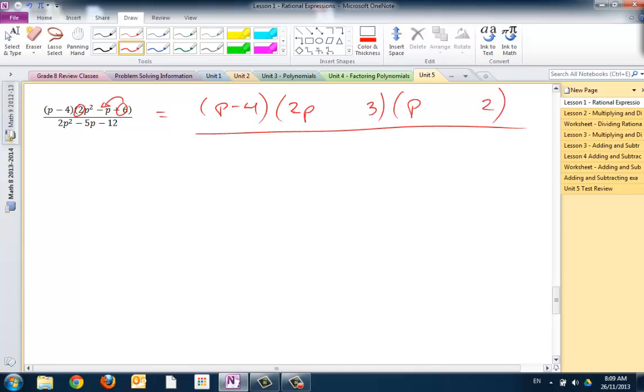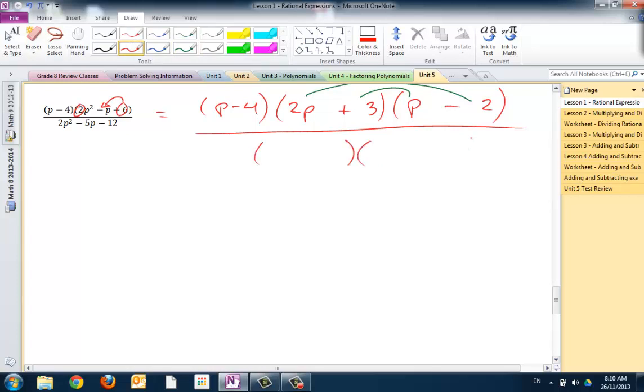I know I'm doing this fairly quickly, but you can stop and try it out yourself if you like. And I'm going to make this guy the positive and this guy the negative. I'm going to do a quick check. This would be positive 3p and minus 4p. That would give me a negative p. So that is correct. Alright, in the denominator, I've got 2p squared.